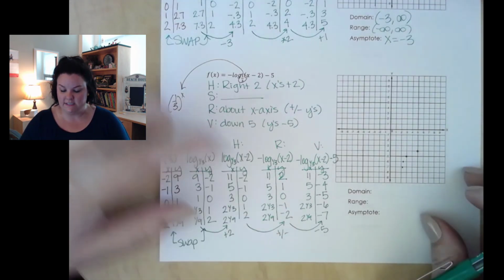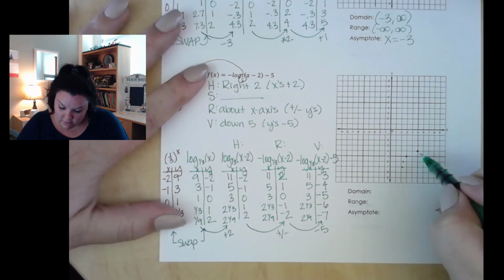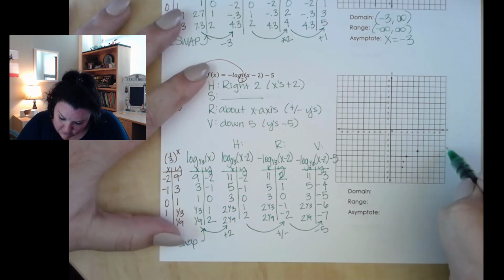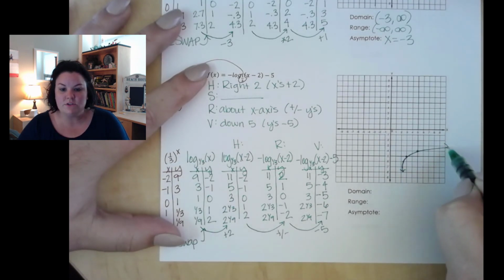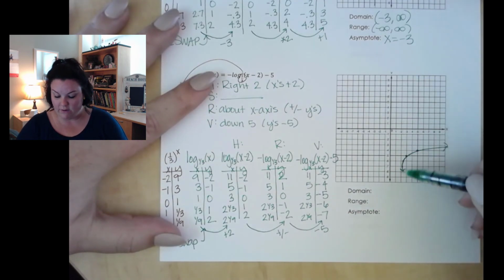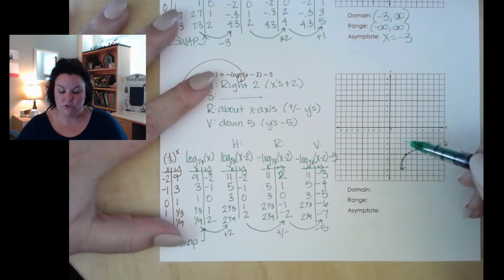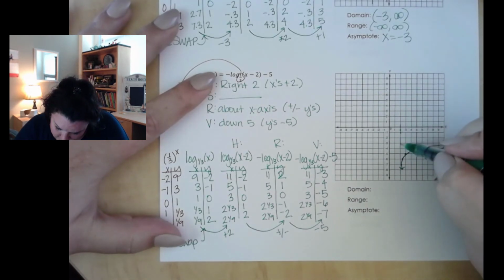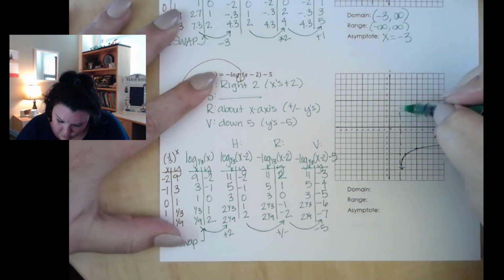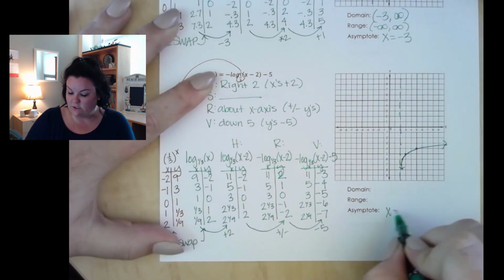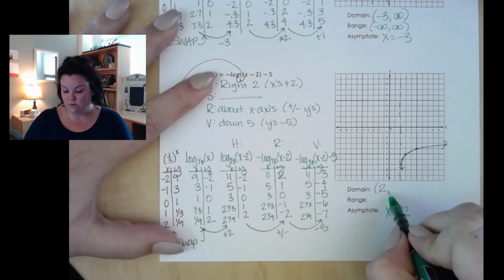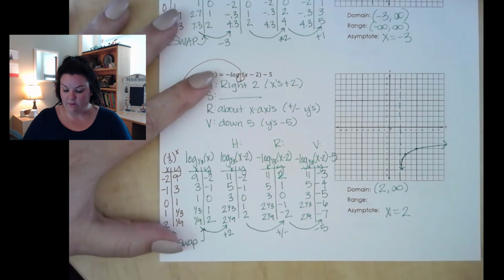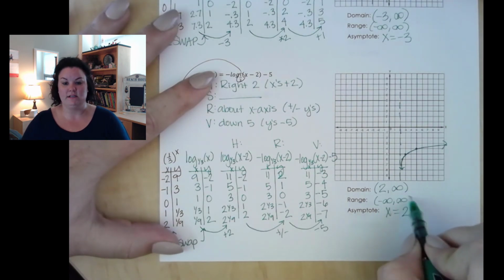You can see where my x's are all clustering up is right here. As this comes, this would be out at 11. So I'm going to do something like this. You can see what they're getting closer to and not touching is this line right here at x equals 2. So I'm going to draw my asymptote in on top of that line with a dotted line. My asymptote is at 2, which means that my domain starts at 2 and goes out to infinity. And my range, as always, is -infinity to infinity.